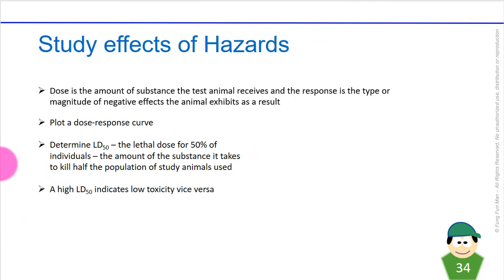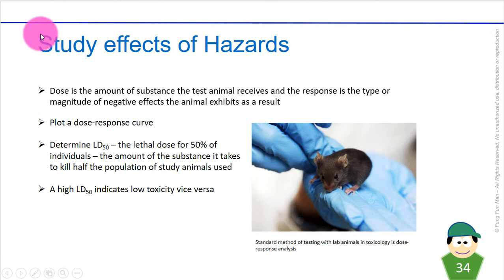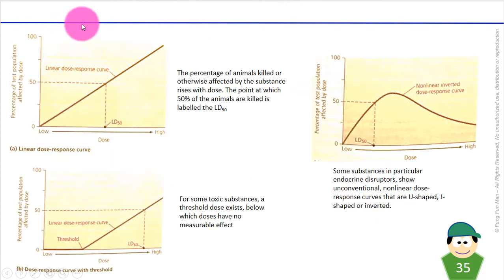We know previously that the dose is the amount of substance the test animal receives, and the response is the type or the magnitude of the negative effects that the animal exhibits as a result. The response is generally quantified by measuring the proportion of the animals that exhibit a negative effect. Afterwards, we collect all this bulk data in the data lake and plot it on a graph. Normally we have the dose on the x-axis, the horizontal axis, and the response on the y-axis, something like this graph here. The resulting curve is called the dose response curve.